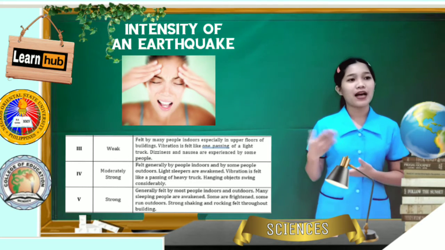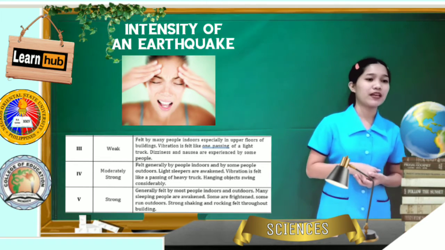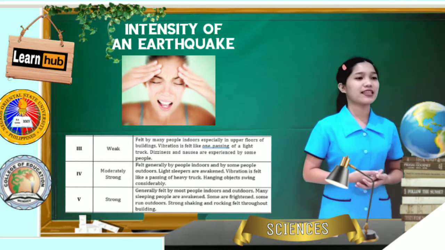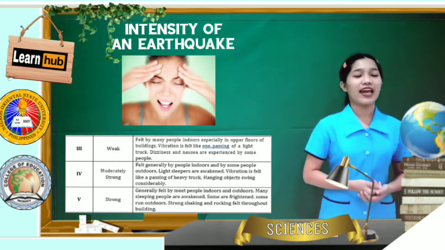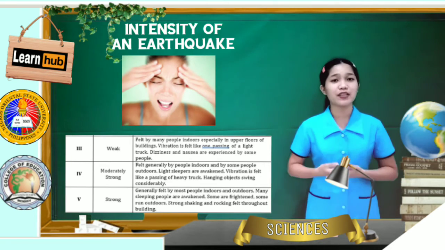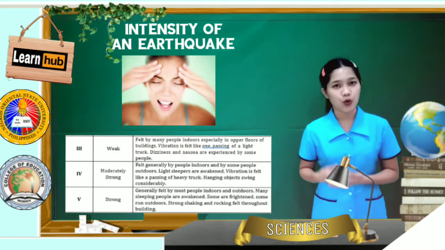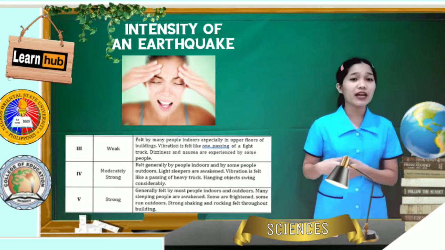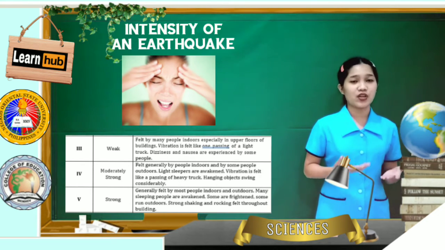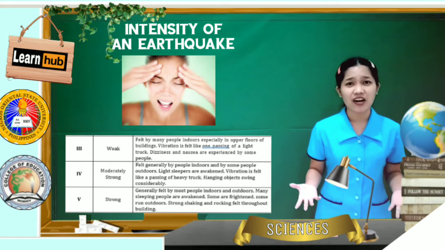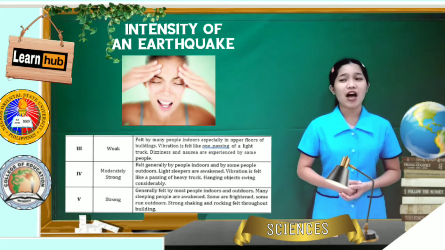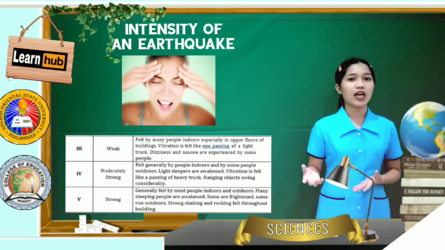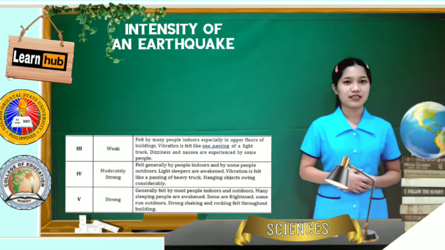Last, the intensity scale number 5. Who will volunteer to read? Yes? Please read the intensity scale number 5. Okay, thank you for reading it. And the intensity scale number 5, its shaking is strong. Generally, most people indoors and outdoors feel the shaking, and many people that are sleeping are awakened. Some people are frightened. Some people run outdoors, and strong shaking and rocking is felt throughout the buildings.